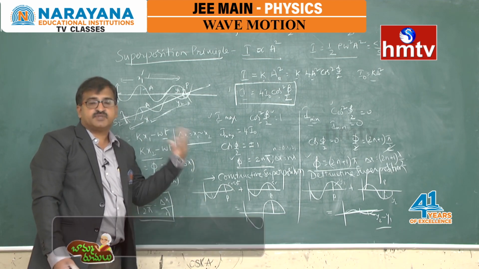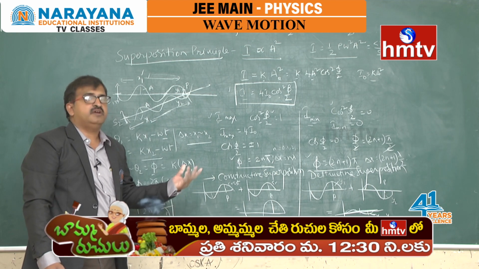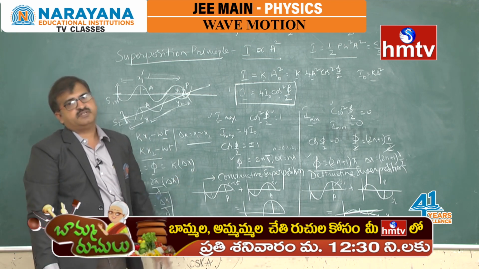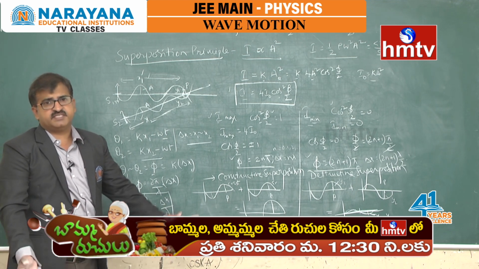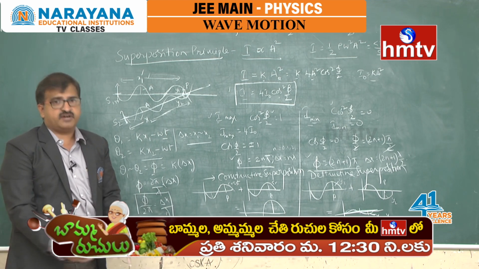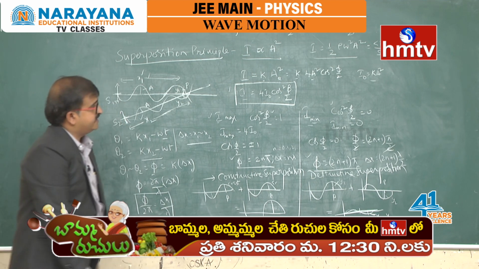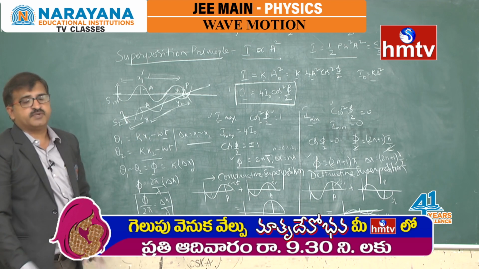That means maximum sound you will call waxing of sound, and minimum you will call waning of sound. So the maxima of intensity and minima of intensity have different meanings. We need to perceive them accordingly, whatever the topic is. So this is the fundamental of the superposition principle.